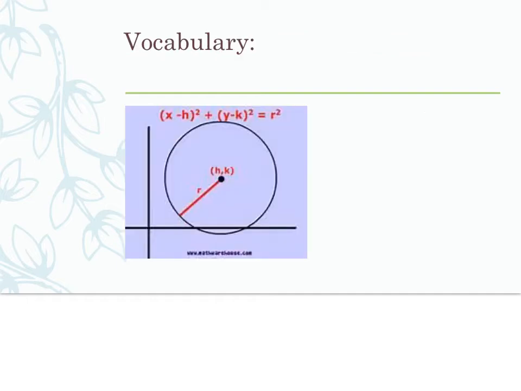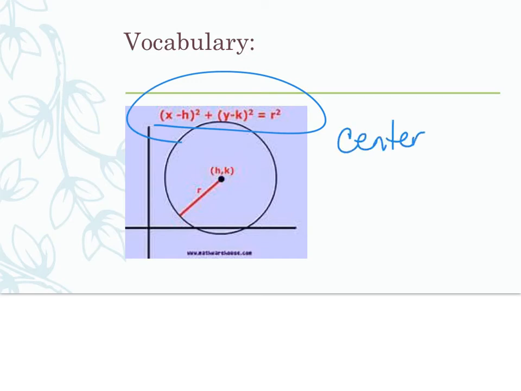Alright, please copy this picture, and the equation written right here is actually what you'll need to memorize. But let's relate it to the picture. The center of the circle is (h, k). H and K should sound like familiar letters for you, and of course the radius is represented with r.